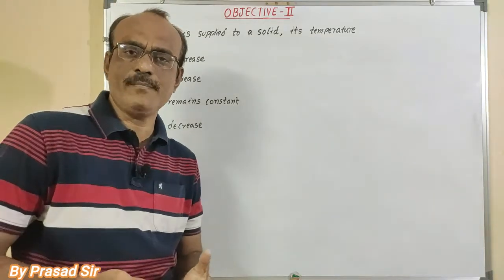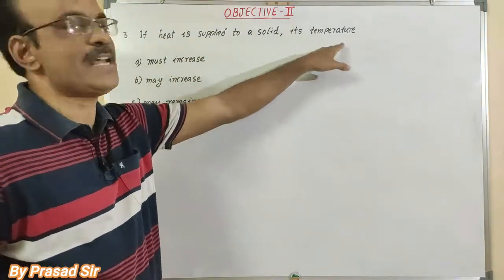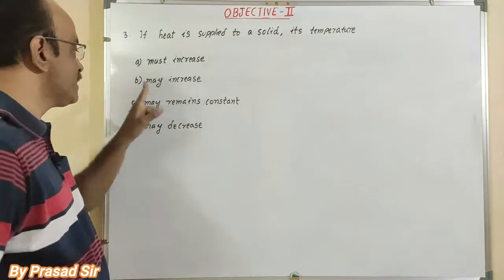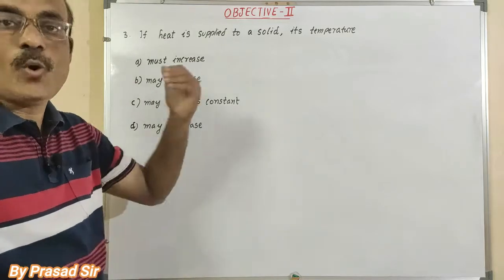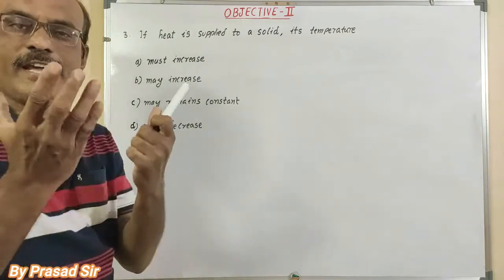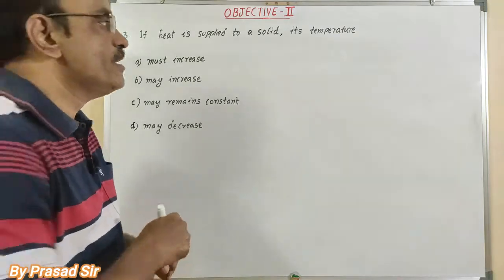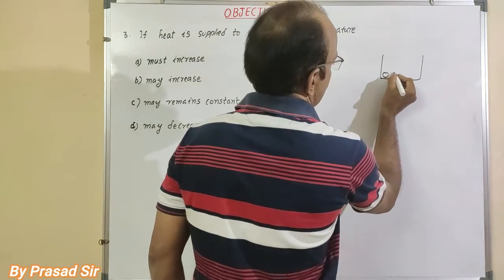Here, question number 3. If heat is supplied to a solid, its temperature: A, must increase; B, may increase; C, may remain constant; D, may decrease. To answer this one, first of all, we are taking a solid. Solid is nothing but solid ice cubes I am taking.